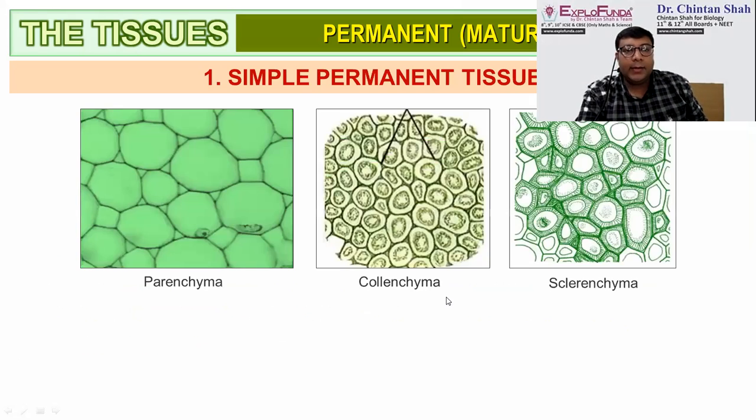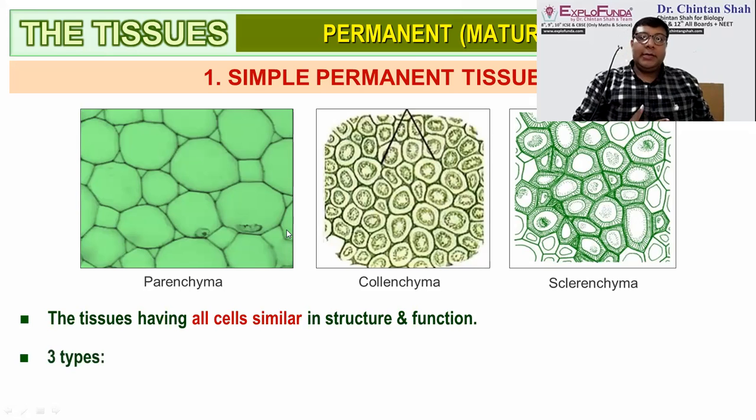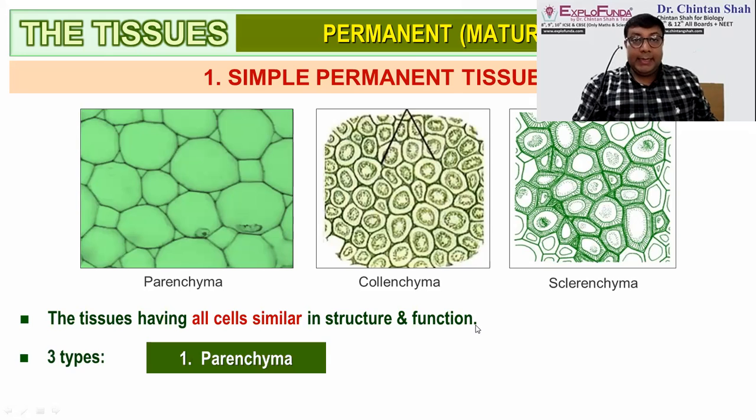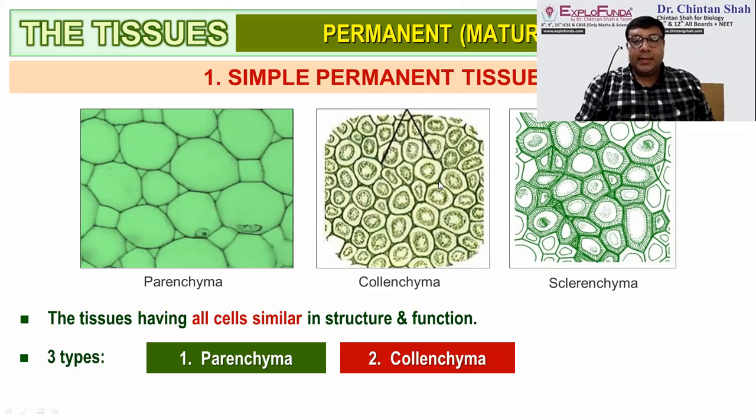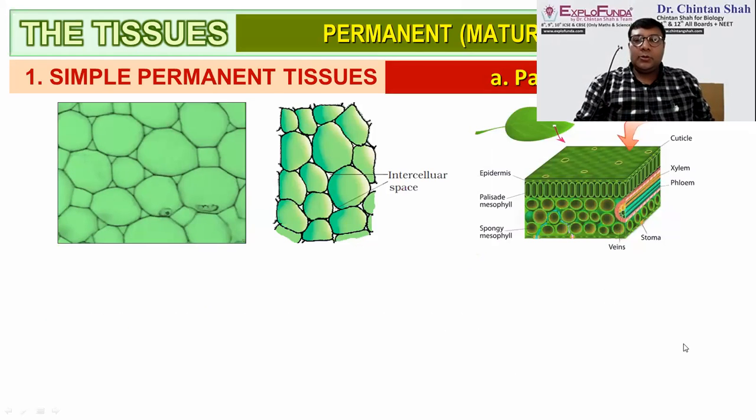If they are made up of a single type of cell, then it is known as a simple permanent tissue. Tissue having all the cells similar in their structure and function. So a single type of cell, then it is known as what? It is known as a simple permanent tissue. There will be three types: the parenchyma, collenchyma, and sclerenchyma. Parenchyma tissue is isodiametric and made up of cellulose. Then collenchyma has a pectin deposition, and sclerenchyma has a lignin deposition. So that's what I'm telling you superficially.